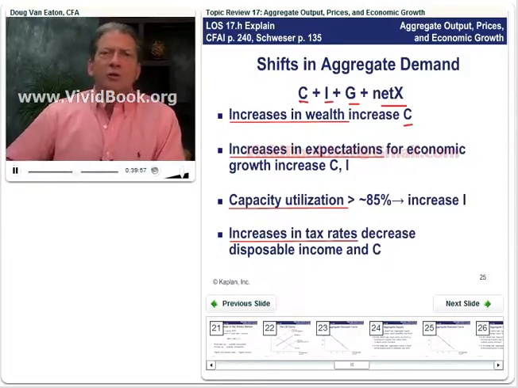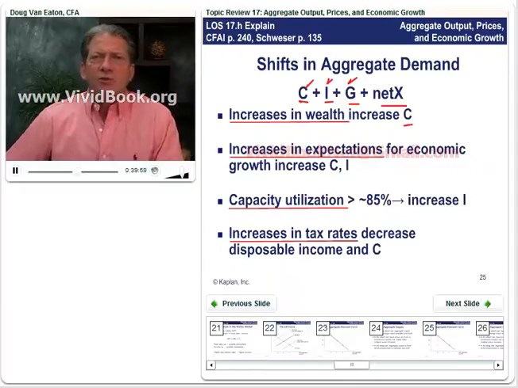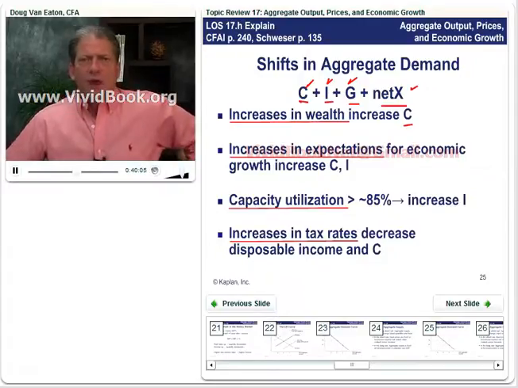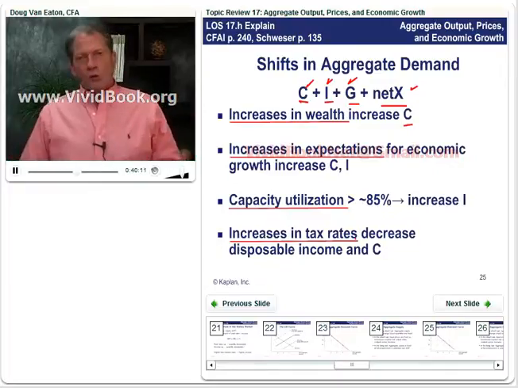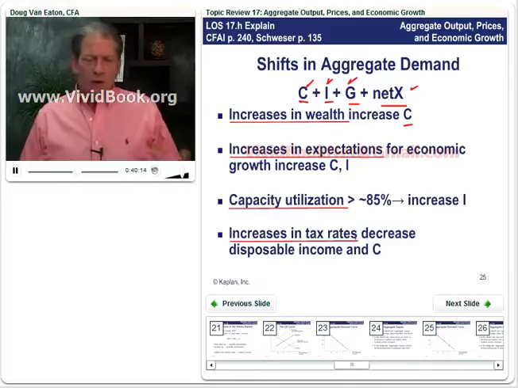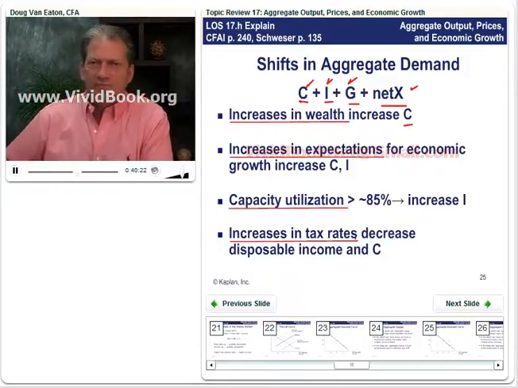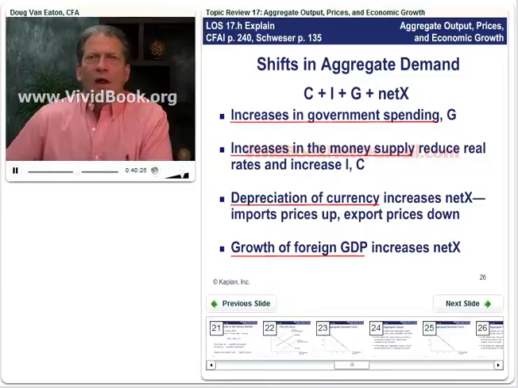Well, anything that increases or decreases C plus I plus G, or affects net exports, can shift this aggregate demand curve. What do increases in the tax rates do? Well, increases in the tax rates lower personal disposable income, lower spending. So a decrease in demand from increases in tax rate. Increases in government spending, well, that's very direct. If G goes up, aggregate demand goes up.